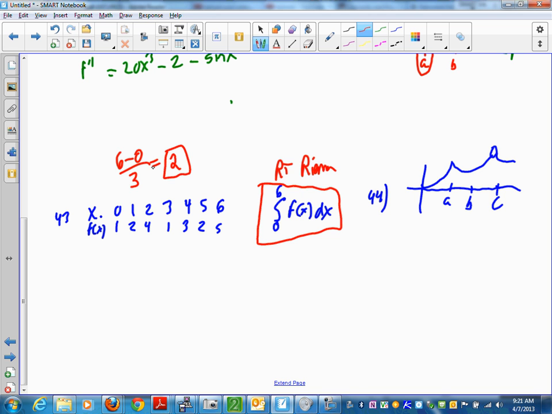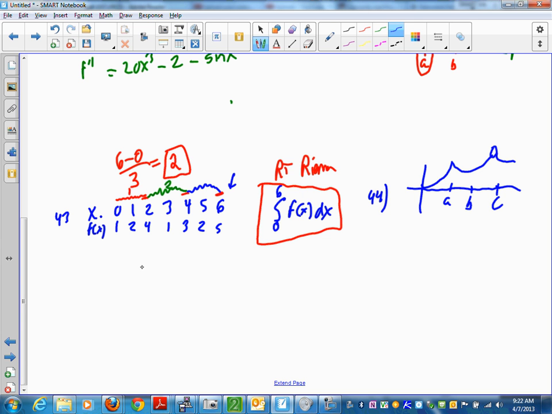So the width of these guys is 2. And since we're using the right-hand sum, we're going to pick up this one, and this one, right? Because this is the first rectangle we're going to draw. This would be the second one. And then the third one has an endpoint at 6. Because we're using the right-hand sum, so you go to the rightmost value.